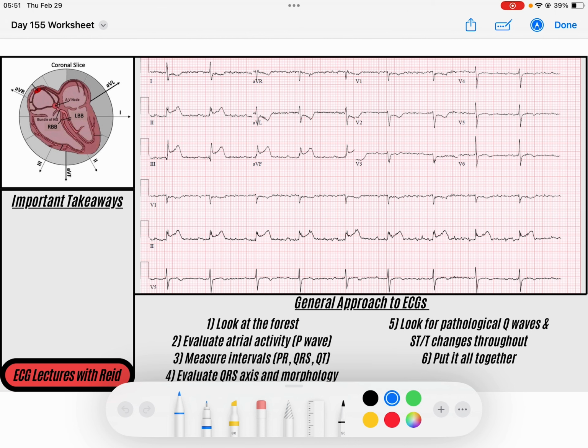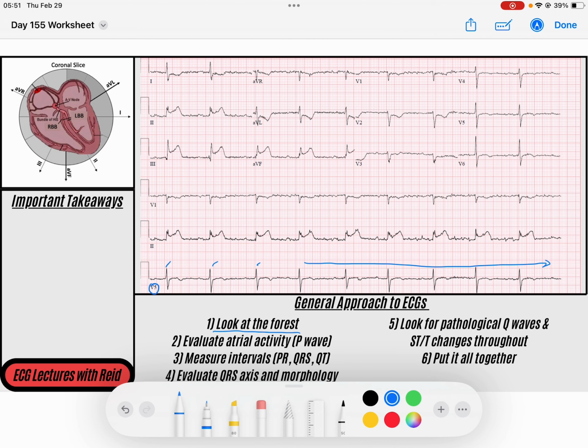So let's jump into it. The first thing we're going to do is look at the rhythm to get an idea of what's going on. I look here, maybe at V5, and I notice I've got a narrow complex rhythm that seems to be pretty regular, and it seems to stay that way for the entirety of the strip.